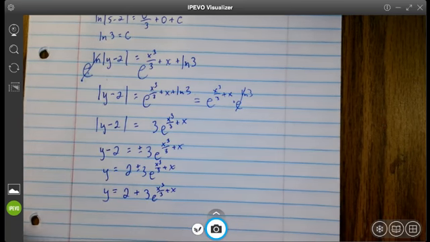And so that is part A. That is a very important question. It is worth 5 points. So make sure you check out the rubric to talk about how many points each part is worth.